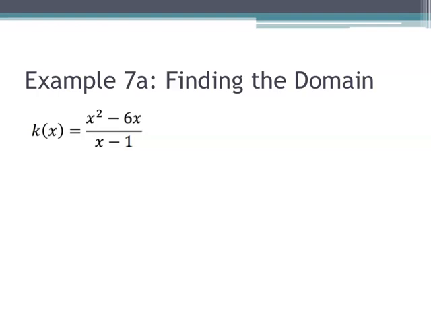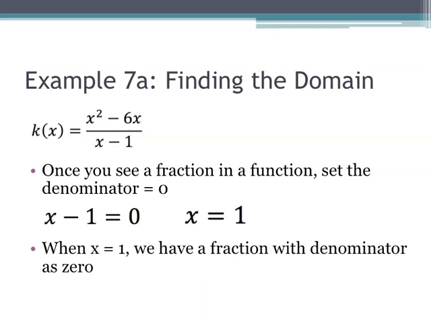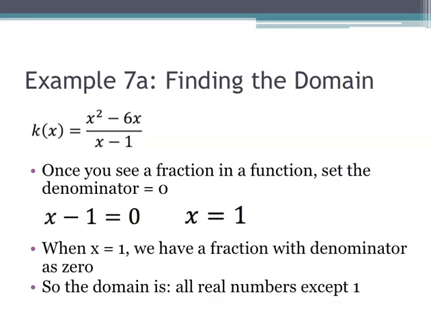Alright, so looking at this example, we have x squared minus 6x all over x minus 1. Anytime you see a fraction, right away, you take that denominator and you set it equal to 0. So in this case, x minus 1 equals 0. Solve it, so x equals 1. So we know that when x equals 1, your y value is undefined. So we can say that the domain of the function is going to be all real numbers except 1.